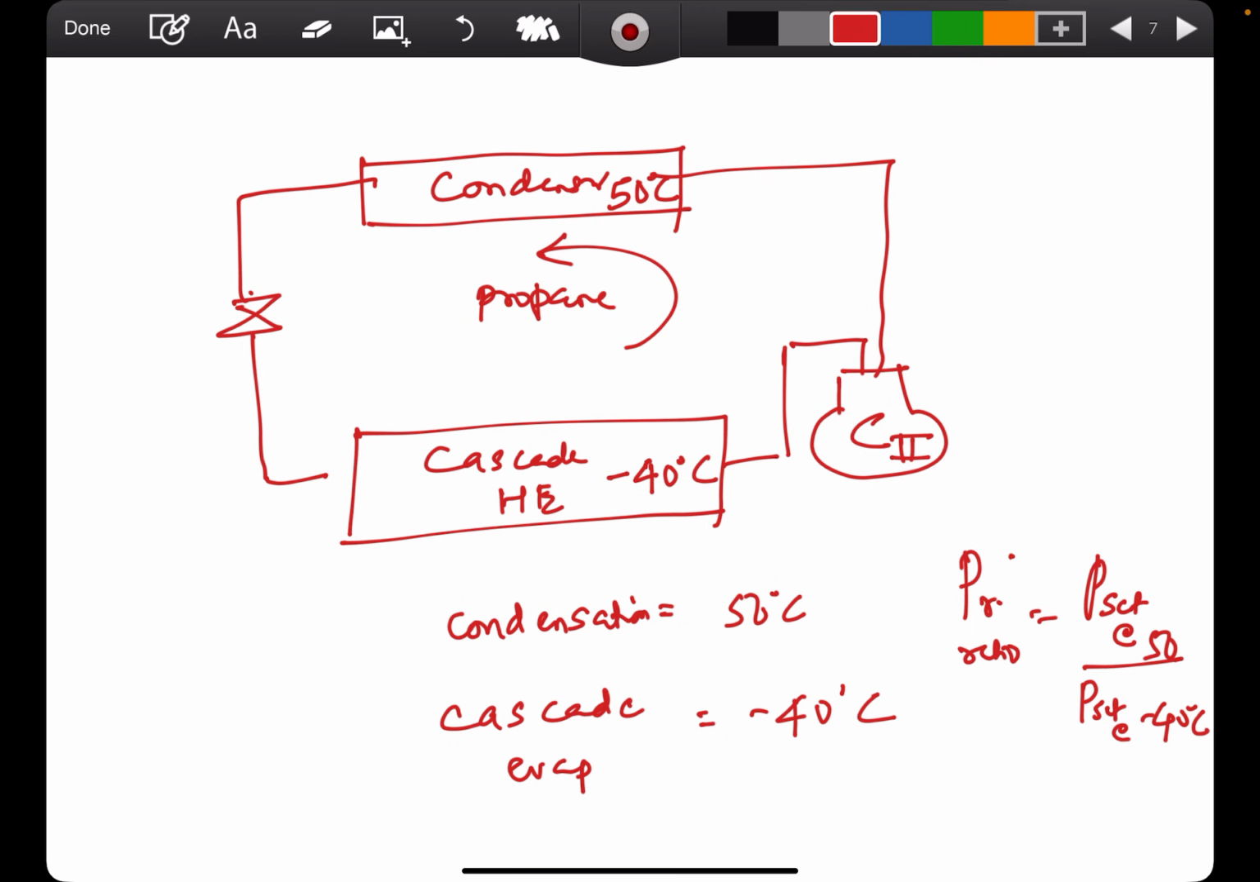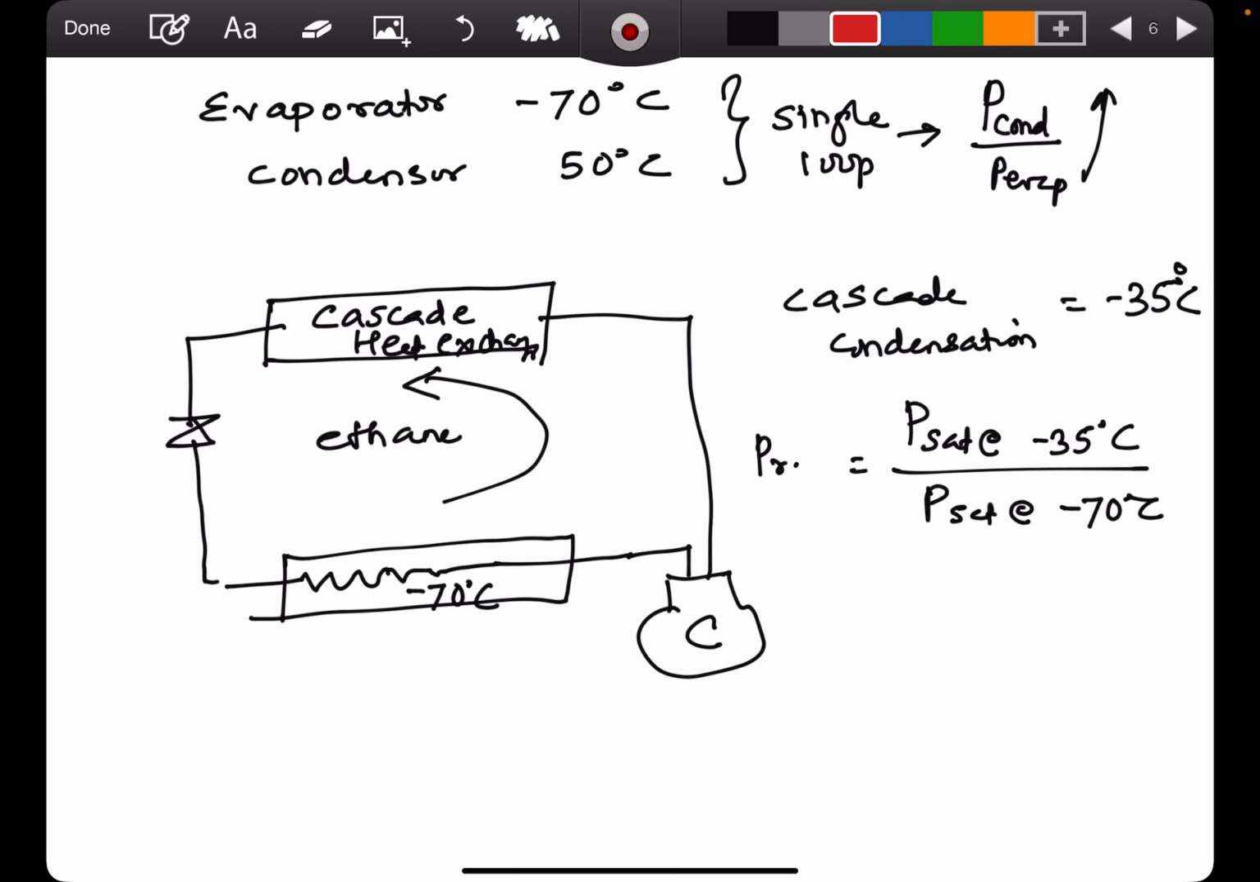So this pressure ratio and this pressure ratio, they become manageable as compared to a single loop pressure ratio. So this is the advantage of cascading.